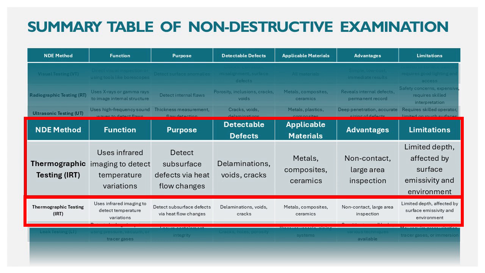Infrared thermography testing, or IRT method. The function of infrared thermography testing is that it uses infrared cameras to detect temperature variations caused by subsurface defects. The purpose of infrared thermography testing is to identify flaws based on heat flow anomalies. Detectable defects include delaminations, voids, and cracks. It is applicable for metals, composites, and ceramics.